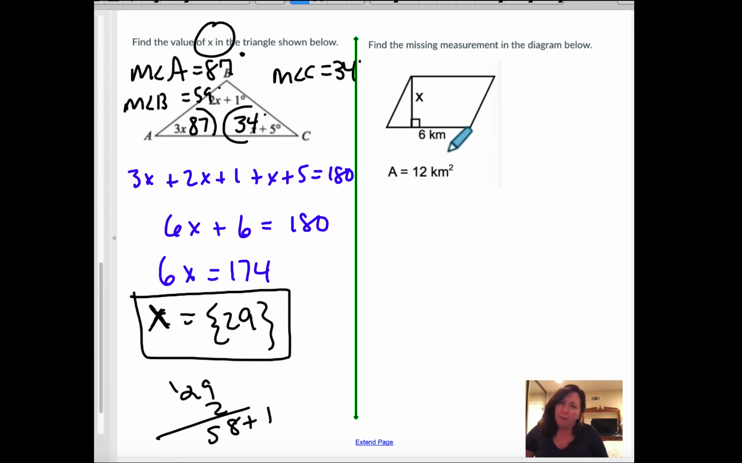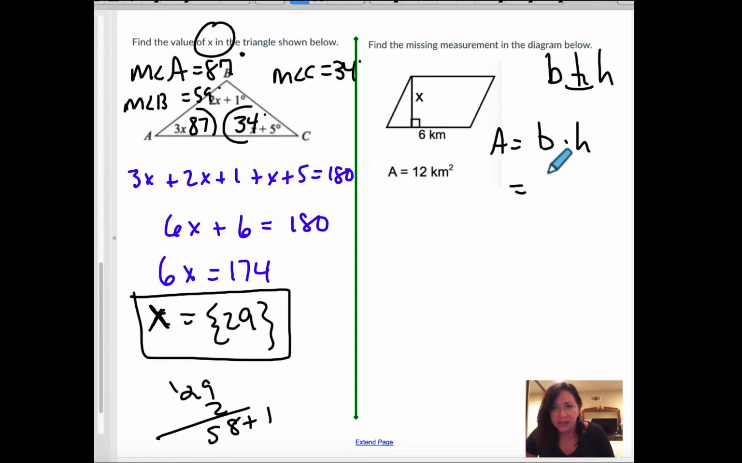Done. For this problem here, this is saying, hey, find the missing measurement. This is the height. We know it's the parallelogram. We know that the area of a parallelogram is equal to the base times the height, where the base is perpendicular to the height. Now, if my base is 6, I still don't know the height. The height's unknown. But my area actually is 12. Okay, so I'm just going to divide by 6. I get the height is equal to 2.